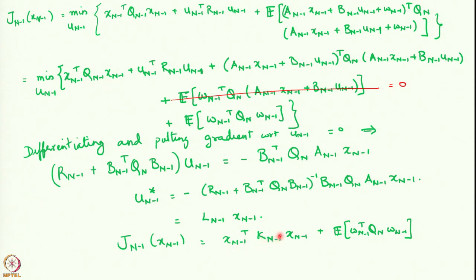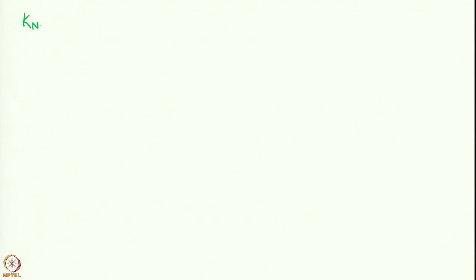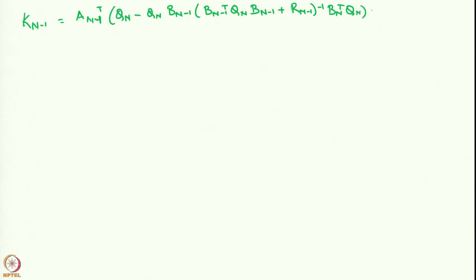So it is going to be x_{n-1} transpose some matrix that I am going to denote by K_{n-1} times x_{n-1}. I also have this trailing term, the constant that was left behind when we took the expectation. For completeness I will also write out what K_{n-1} is. K_{n-1} is equal to A_{n-1} transpose Q_n minus Q_n B_{n-1} times the inverse of B_{n-1} transpose Q_n B_{n-1} plus R_{n-1}, times B_{n-1} transpose Q_n A_{n-1}, plus Q_{n-1}. This is the expression for the matrix K_{n-1}.